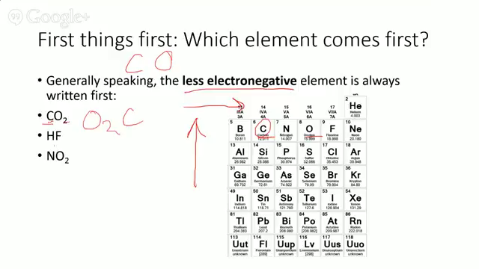first in our formula. If we look at HF, hydrogen fluoride, same deal, right? Hydrogen's way over here, it's not even listed, right? And fluorine is the most electronegative element that we got, so hydrogen goes first. Now, if we're looking between nitrogen and oxygen, same deal. All right, well, I know oxygen's more electronegative, nitrogen's less electronegative, so we got to put the nitrogen first, so it'll be NO2 and not the other way around.